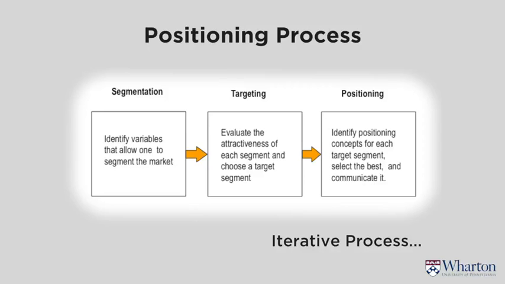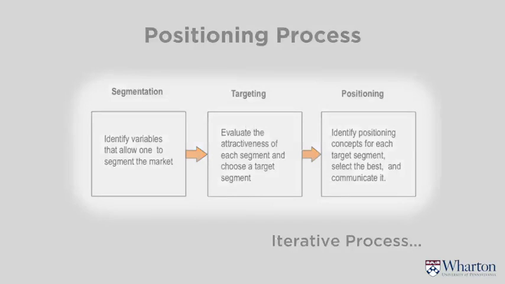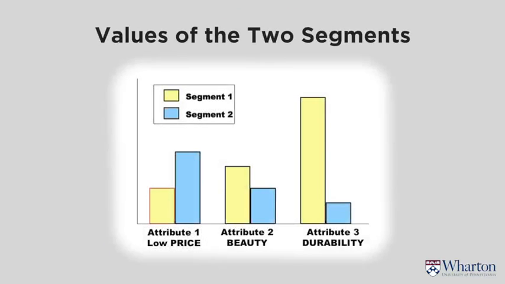And the third piece is positioning. Once you get your target segment, you position your brand and your product to meet the needs of that target segment. STP: segmentation, targeting, and positioning. So let me give you the idea of why this is so important. What I'm putting up on the background now is a slide that shows you the importance values two different segments have for roof tiles.